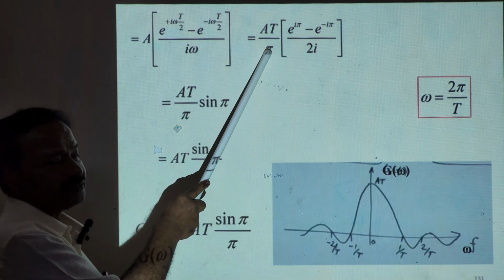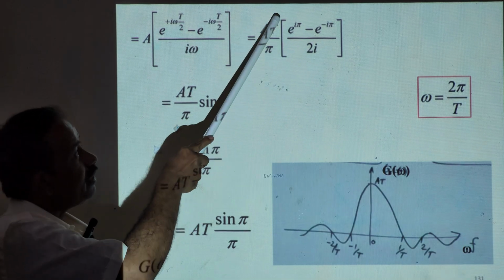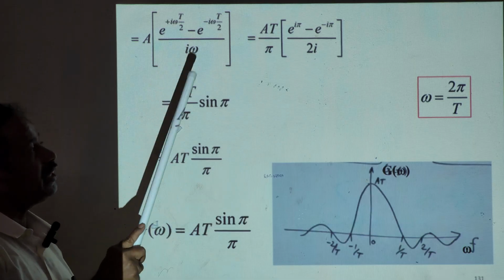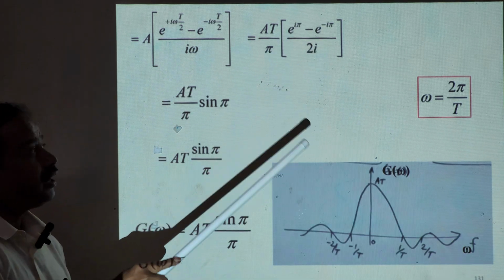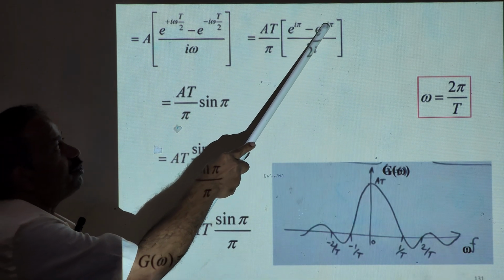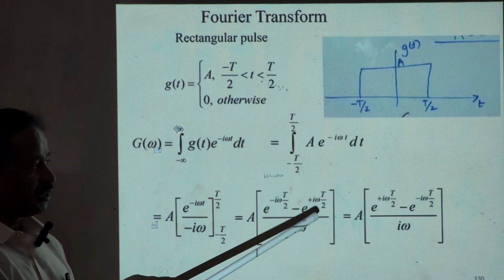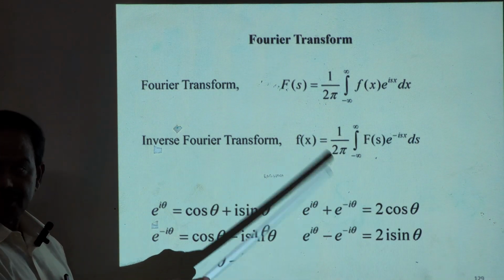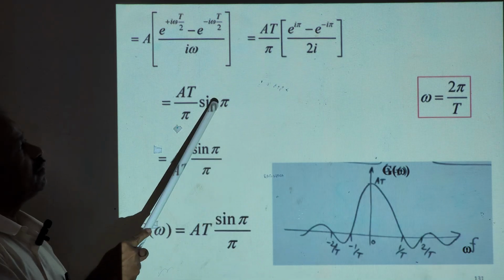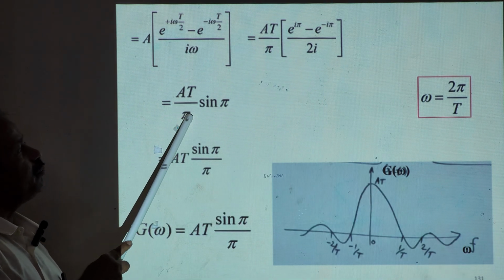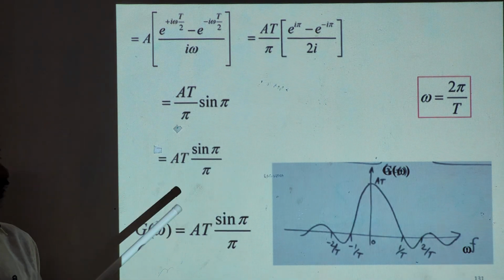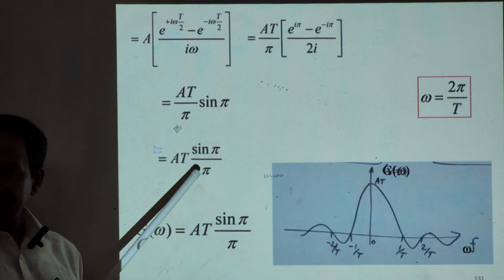So 2 pi is here, 2 is here, pi is here. T I have brought to the numerator. So 8 divided by pi times this one. And we know that e power i pi minus e power minus i pi divided by 2i is nothing but sin pi, according to this formula on the first slide. So we have now sin pi. So 8 by pi sin pi. So 8T times sin pi by pi.